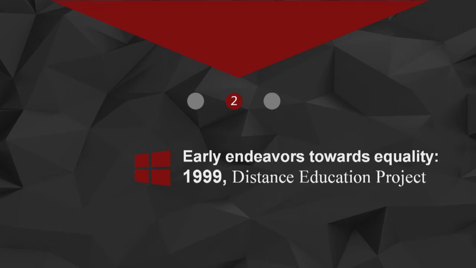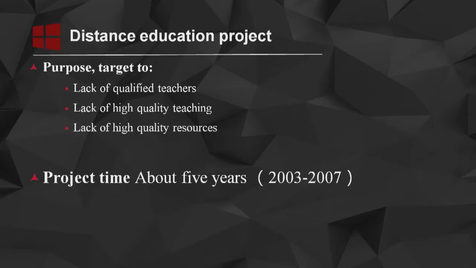the pilot of the first project started from 1999, and after the pilot of several years, the official distance education project started from 2003, and it lasted several years to equip the basic education facilities for the remote areas. The project basically targets the problems of inequality in China, as I mentioned before: lack of qualified teachers, lack of qualified teaching, and lack of qualified learning resources in these remote areas.